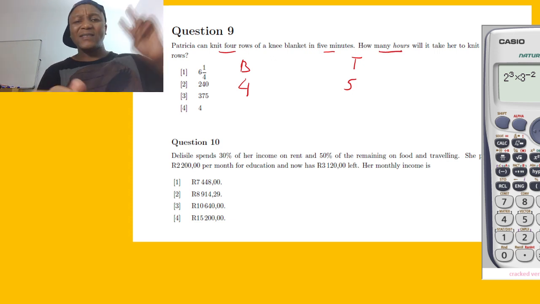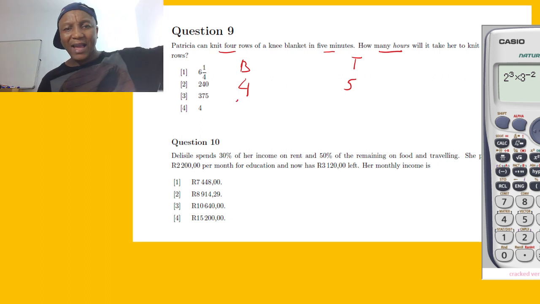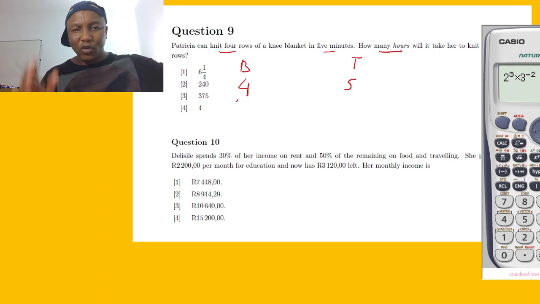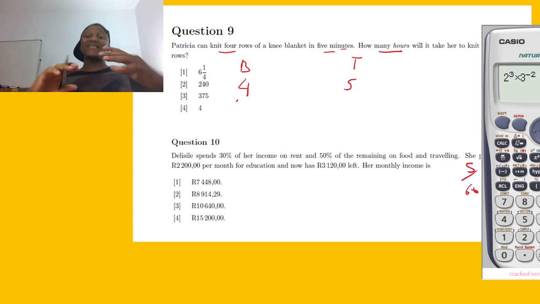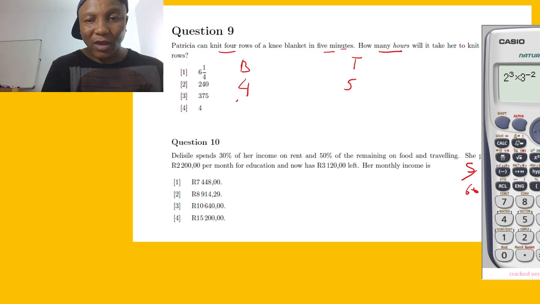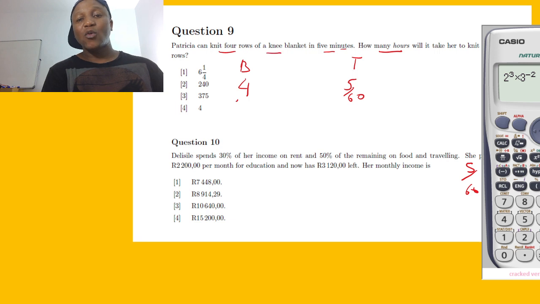At first they talk about 4 rows of knee blankets, and then about time in minutes. But now in the question they ask how many hours. So first and foremost, let's change minutes to hours. If you have 5 minutes, how do you change to hours? You divide by 60. So 5 divided by 60 is 5 over 60. This is now in hours because we divided by 60.